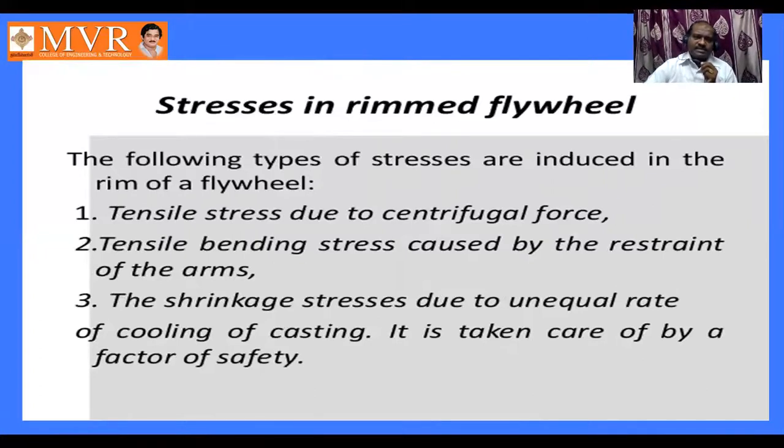So if you observe the stresses, as I already told, you have to calculate the fluctuation of energy, maximum energy minus minimum energy. How many types of stresses will act on the flywheel? Tensile stress due to centrifugal force, tensile bending stresses caused by the strain of the arms, and the shrinkage stresses due to the unequal rates of cooling of the casting. That is taken care of by a factor of safety. So what are the others? Centrifugal forces and bending stresses. The shrinkage stress is not included in the design here.